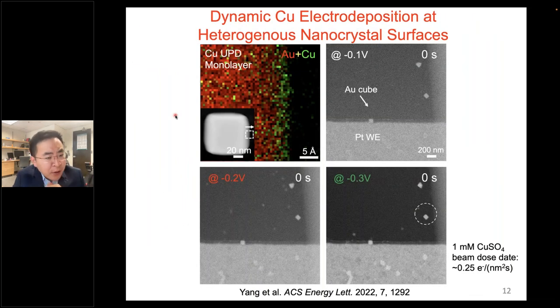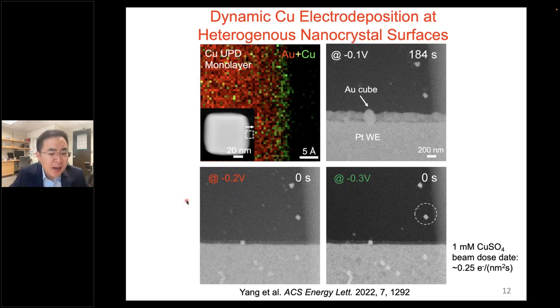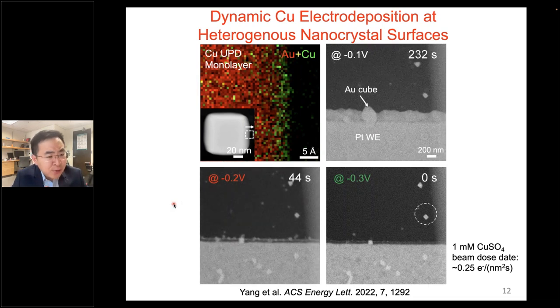Some of you probably recall this from my first talk a couple of months ago. We often use copper deposition on different substrates, which can be copper, gold nanocrystal, or a platinum electrode, to show that we can achieve very good control of the electrochemical reaction kinetics. At Nernst potential, what you are seeing here is really planar growth. Right now, copper cannot distinguish where the gold cube is and where the platinum electrode is. Later on, at increasing driving force, we see the copper become island-shaped particles.